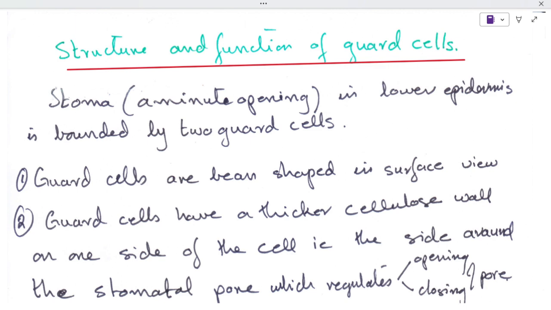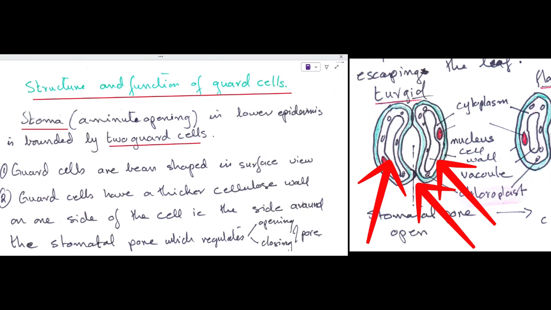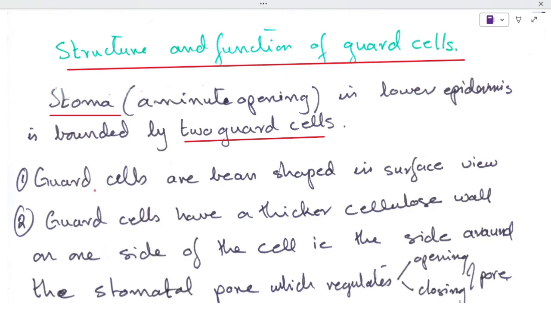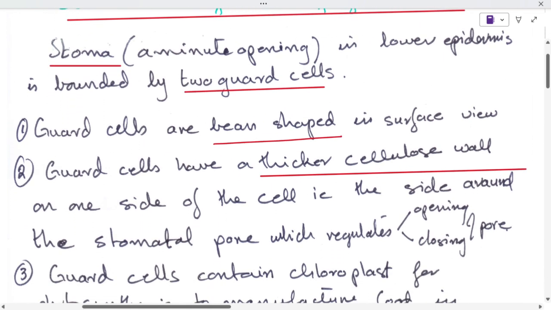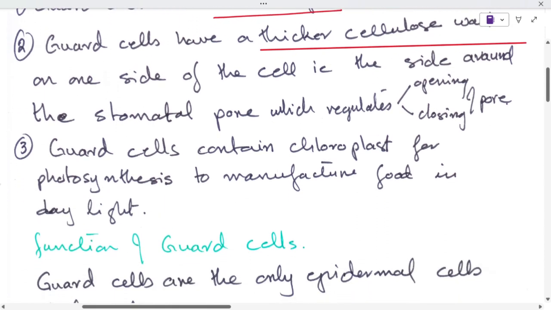It is made up of a small pore, stoma, a minute opening in lower epidermis which is bounded by two guard cells. Guard cells are bean shaped in surface view. Guard cells have a thicker cellulose wall on one side of the cell, that is the side around the stomatal pore, which regulates opening and closing of pore. Guard cells contain chloroplast for photosynthesis to manufacture food in daylight.